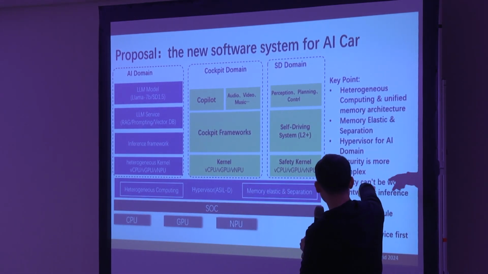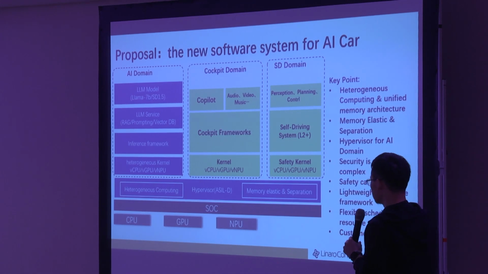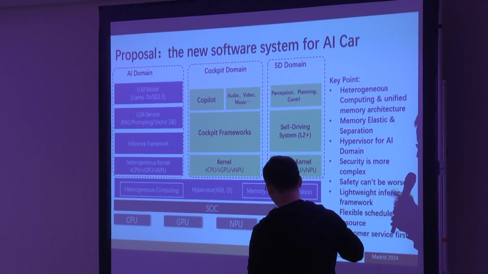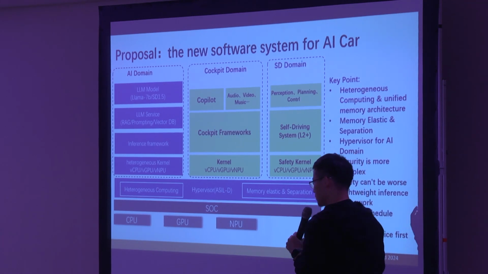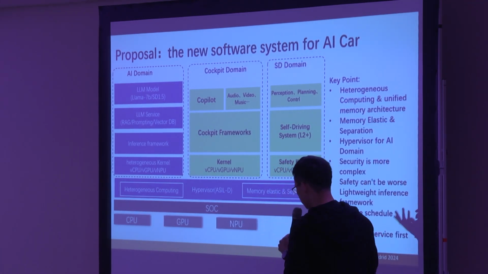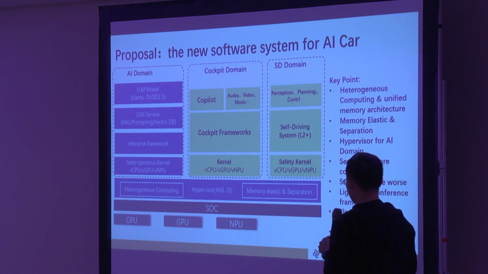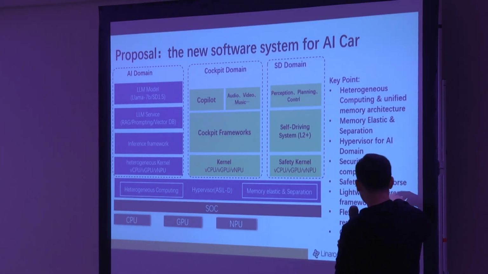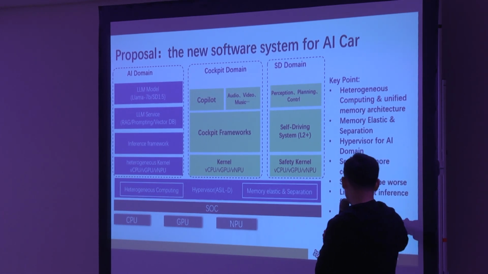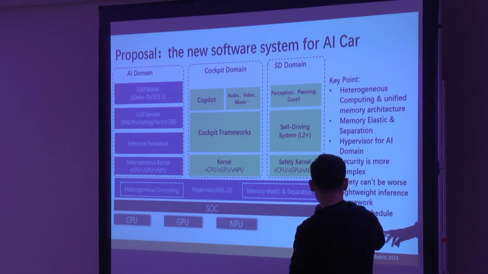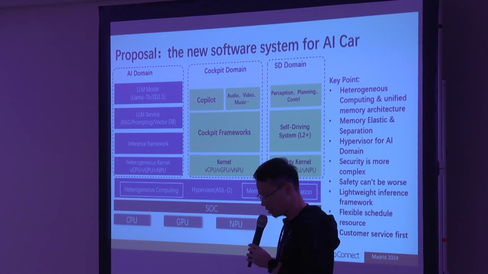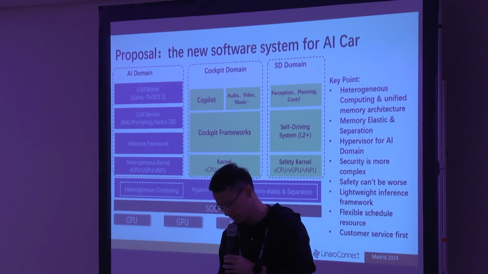And fourth, security is more complex, because you will get a lot of risky content. General AI will output a lot of things. It's very dangerous. You need to control them, or the safety can be worse. And fifth, a lightweight inference framework and flexible resource scheduling. Okay, I think all this is very important for our new operating system, especially for the AI car.